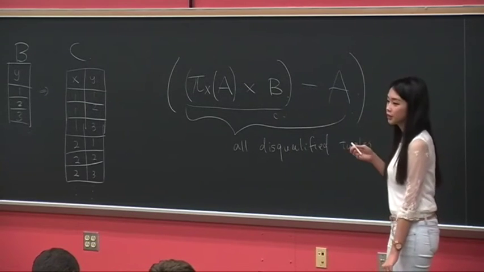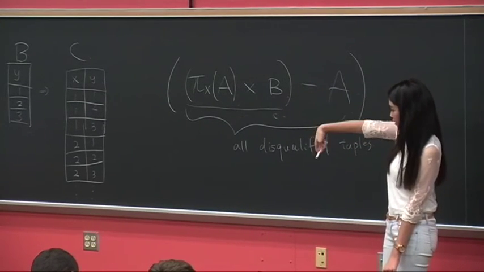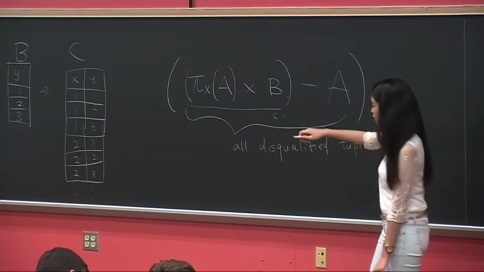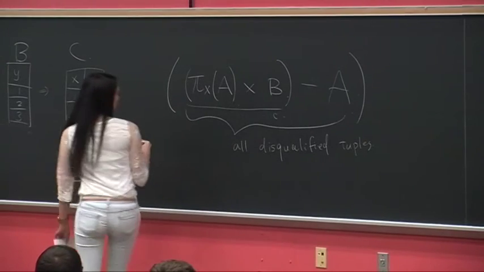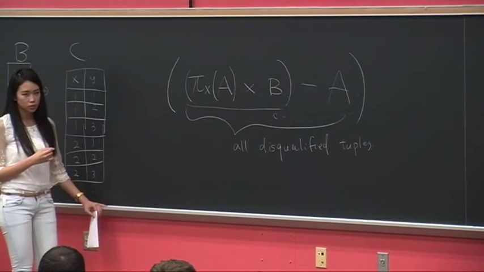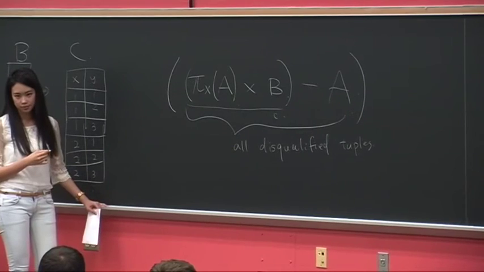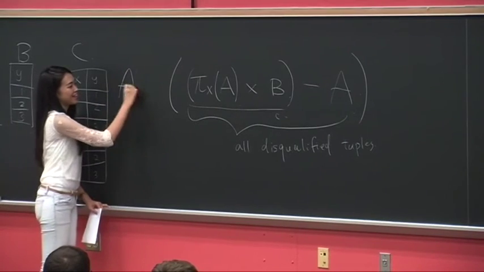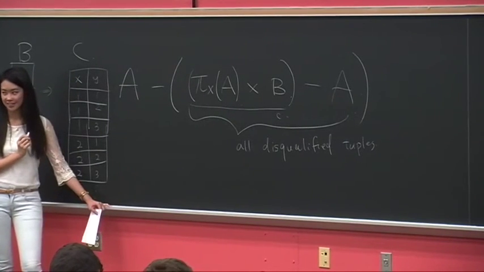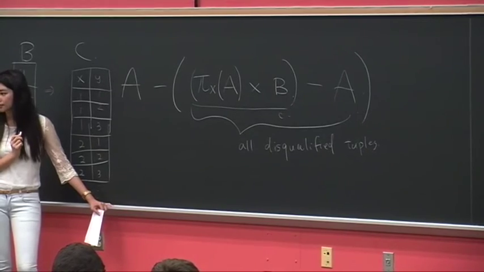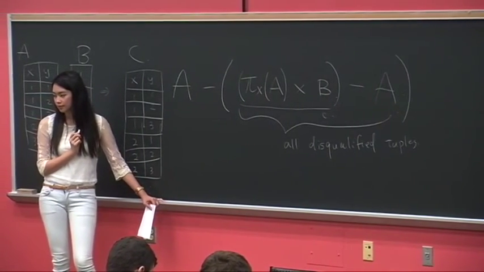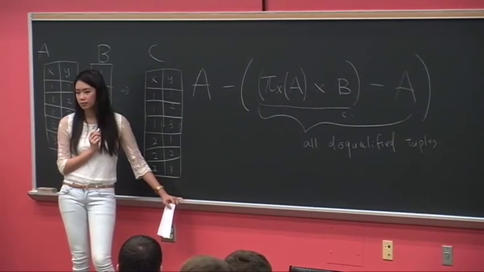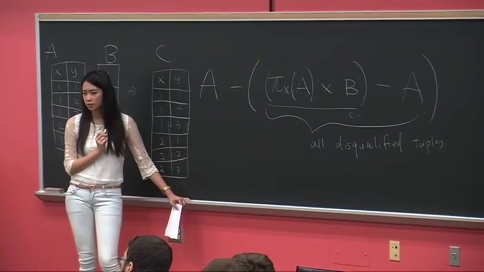So recall the goal for division. We are finding the x that somehow associate with all the y's in A. So here, what would you finally do? Take it out from A. A doesn't have any of the tuples in the second. These are all the tuples that are not in A.